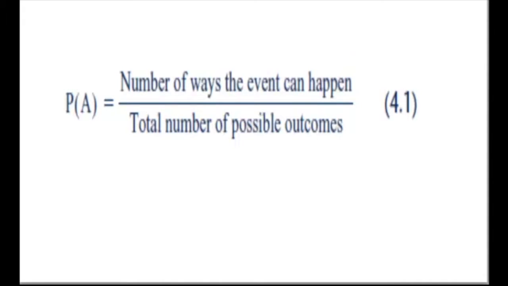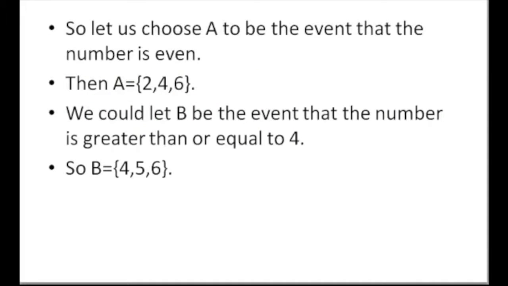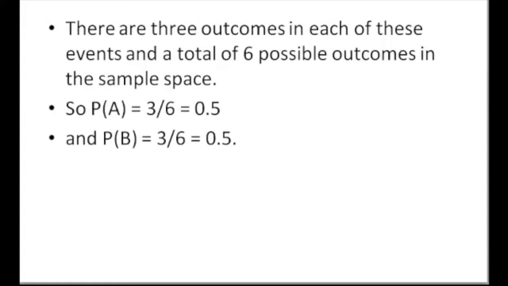The probability of an event A is the number of ways an event can happen divided by the total number of possible outcomes. So let us choose A to be the event that the number is even. Then A is the set of numbers 2, 4, and 6. We could let B be the event that the number is greater than or equal to 4. In this case, B is the set of numbers 4, 5, and 6. There are 3 outcomes in each of these events and a total of 6 possible outcomes in the sample space. So the probability of A is 3 divided by 6, or 0.5. The probability of B is also 3 divided by 6, or 0.5.